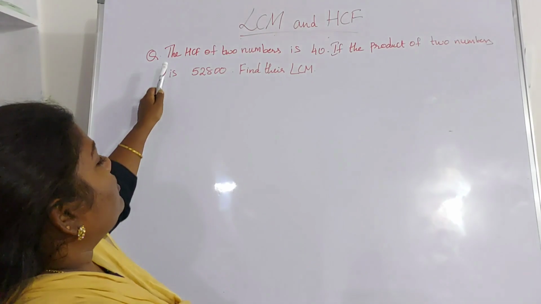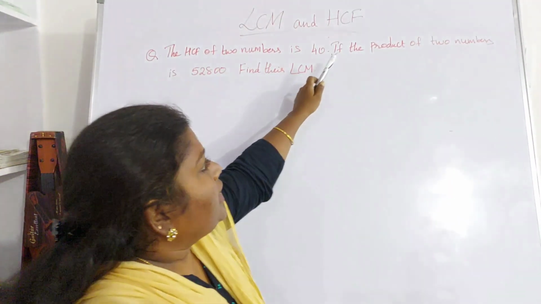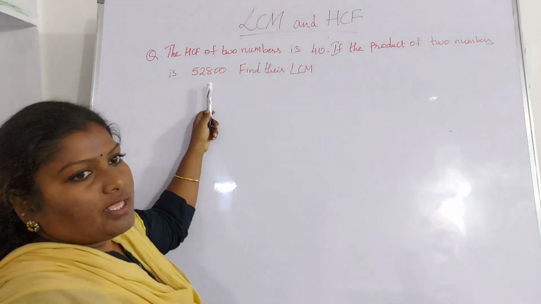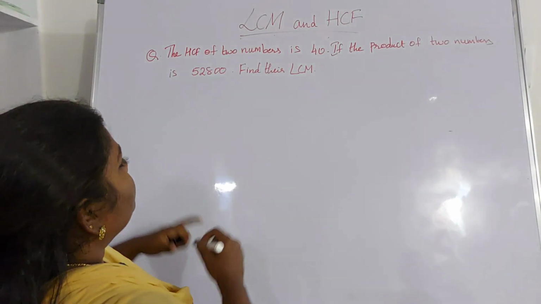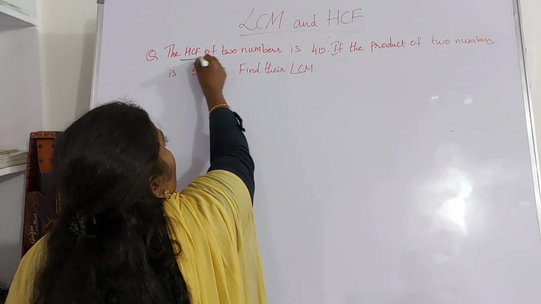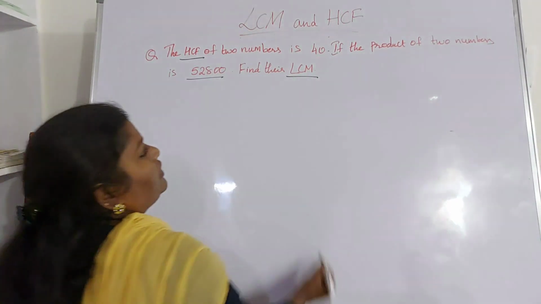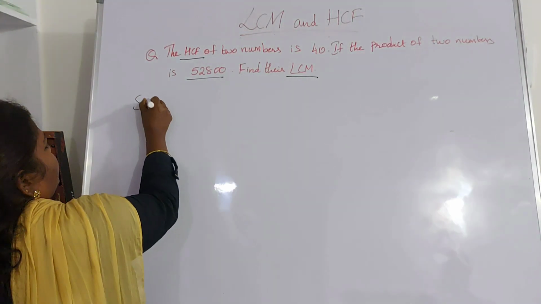So the next problem is: the HCF of two numbers is 40. If the product of two numbers is 52,800, find their LCM. Now here, what is given? HCF is given, product of two numbers is given, you need to find out the LCM. So let me list out what is given in it.